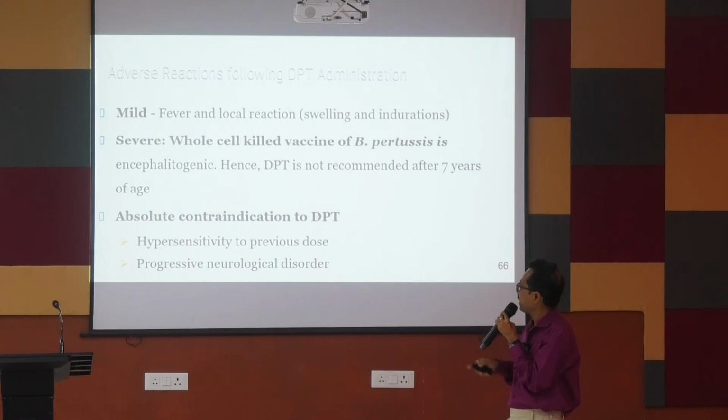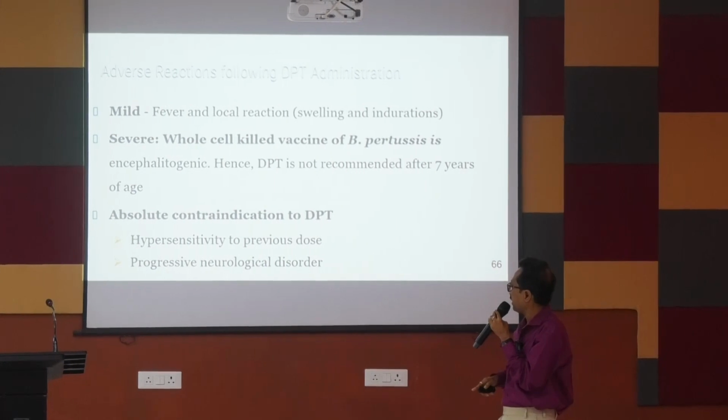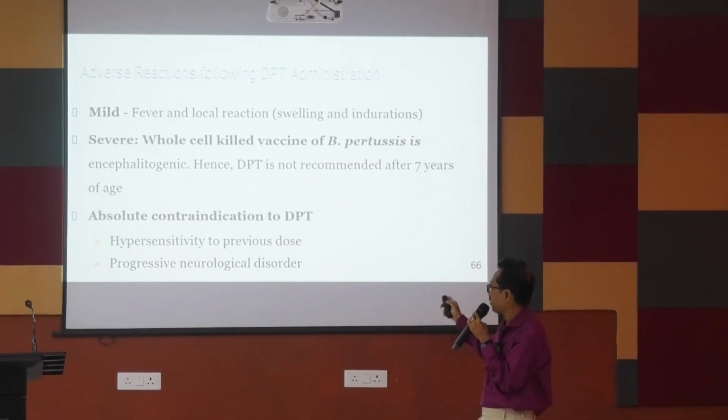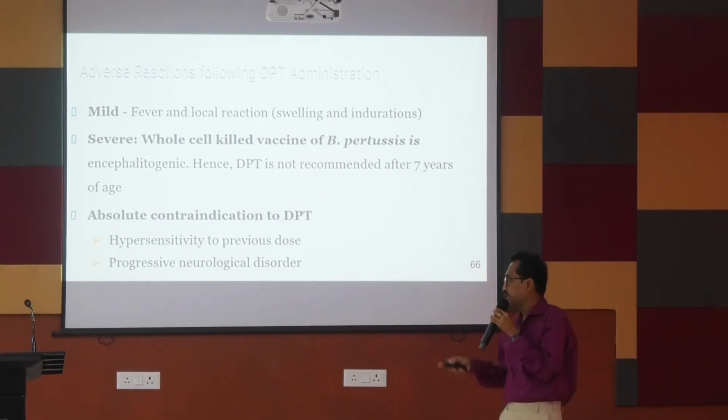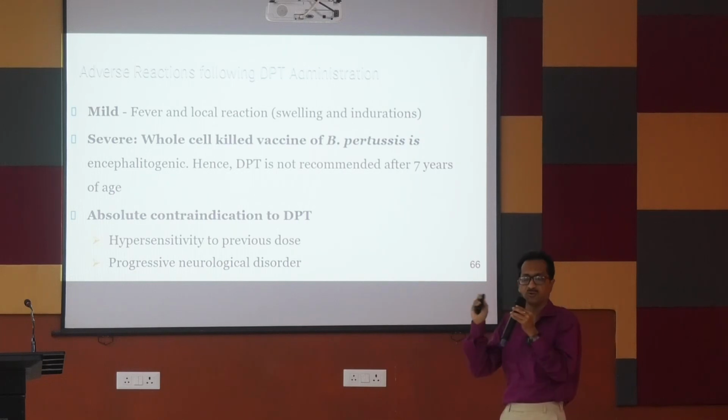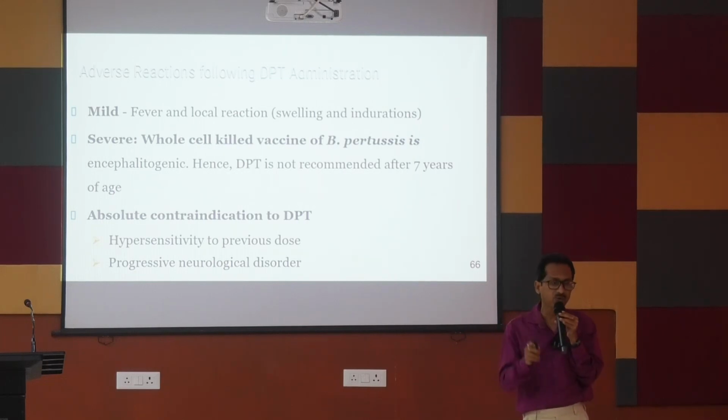Now, adverse reaction of DPT: mild. The whole-cell killed vaccine of Bordetella pertussis is encephalitogenic. Absolute contraindication: what are the 2 absolute contraindications for DPT vaccine? One is hypersensitivity to previous dose and the other is progressive neurological disorder. Those are the 2 absolute contraindications for DPT vaccine.